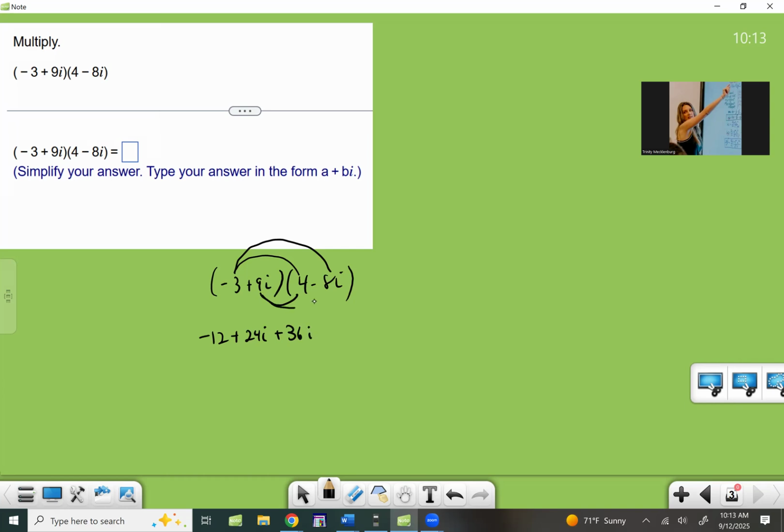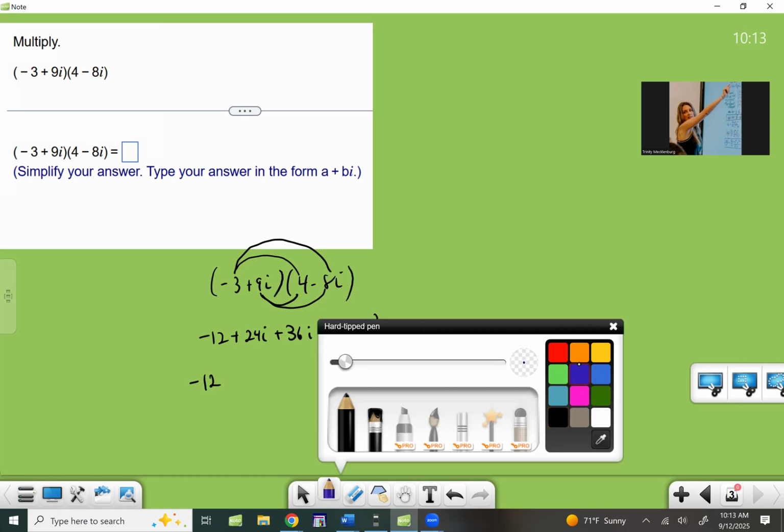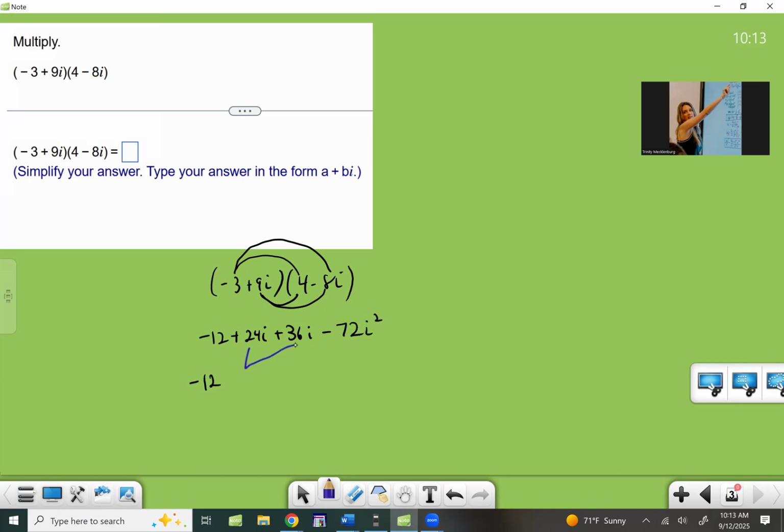And then we'll do the last. So a positive times a negative equals a negative, and 9 times 8 is 72. So this is going to be negative 72. Now be careful here, we're doing an i times an i, so we better have an i squared on that last term always. All right, so I'm going to go ahead and keep this, but let me combine those two like terms in the middle. So 24 plus 36, that's going to be 60. We got 60i.